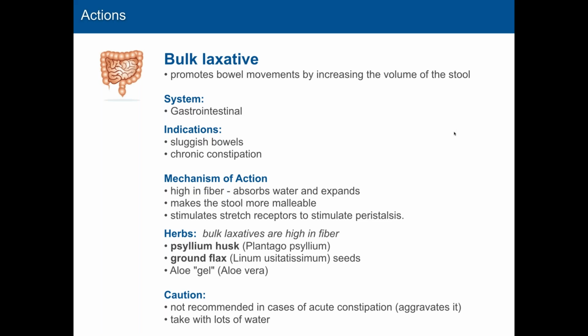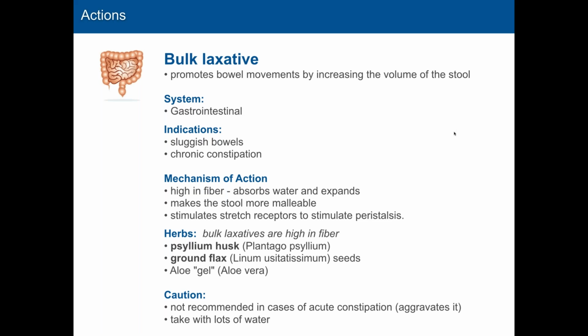Aloe gel, so not the resin, but sometimes you'll see there's aloe drinks that you can buy at the grocery store. The gel in it acts as a bulk laxative because of the fiber content. Even eating things like apples, the apple pectin, the fiber in the apple will act as a bulk laxative. So bulk laxatives are great from an evolutionary standpoint. We used to eat a lot of fiber, so we do need quite a bit of fiber in our diet to help promote bowel movements.